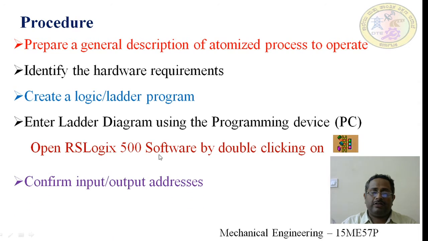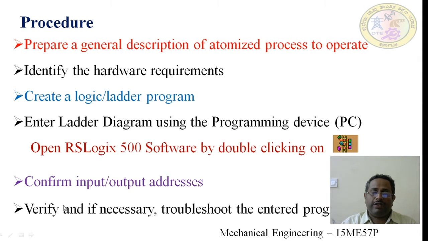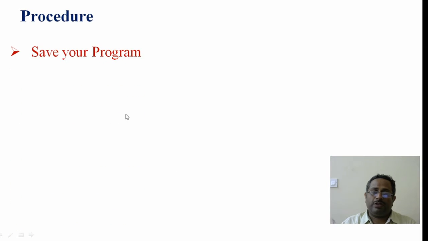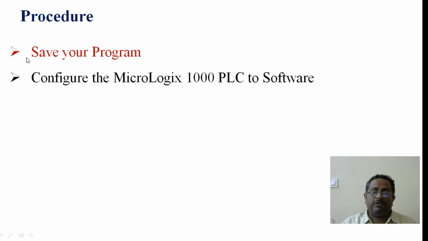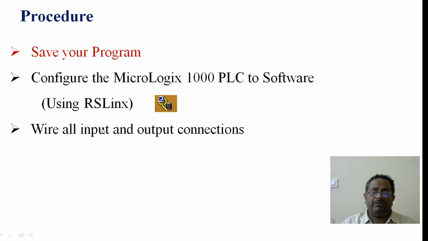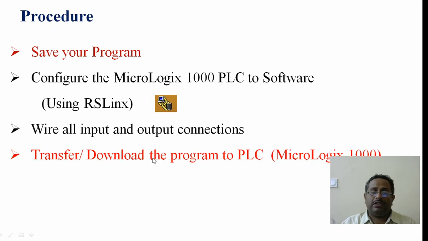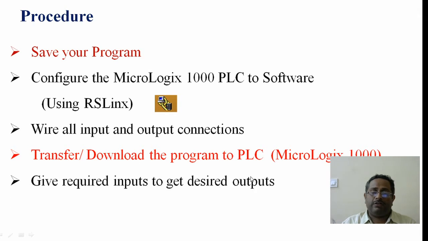Next you have to confirm input output addresses by giving a proper input and output address to the input and output components and timer components. Then you have to verify, and if necessary troubleshoot the entire program if there is an error. Then save the program in a specified location, and then download this program. You have to configure the PLC into the software using RSLinx software, and then wire all input and output connections. After wiring all input output connections, download the program to the PLC. Then check the desired outputs by giving the required inputs.